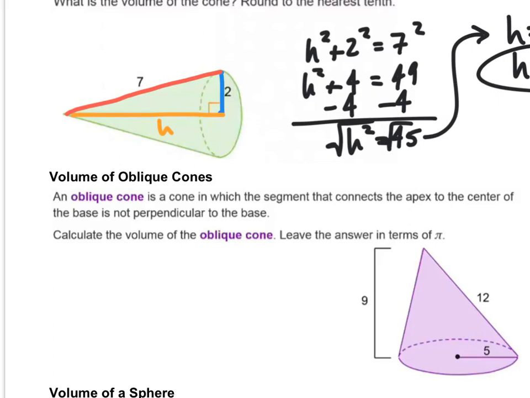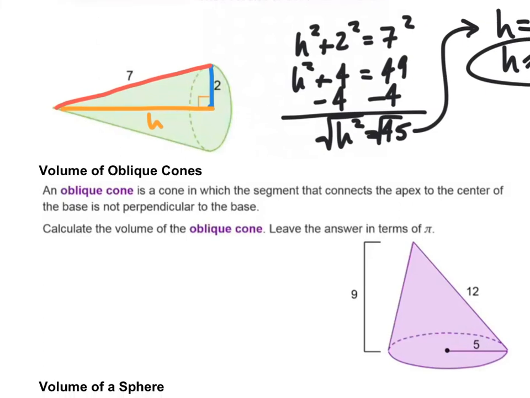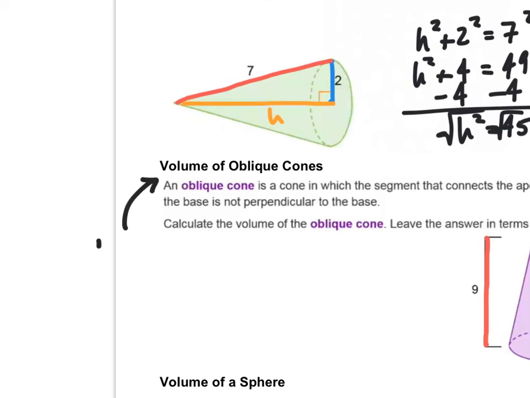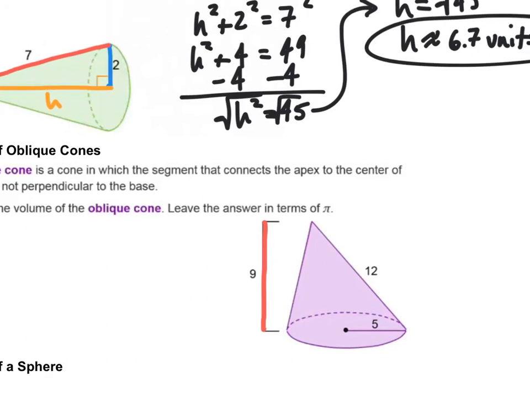Okay, the volume of cones. An oblique cone is a cone in which the segment that connects the apex to the center of the base is not perpendicular to the base. So your height is this distance here, this distance 9. Now the formulas, again, for oblique cones, stay the same. And so I still know my radius. Here is 5, so r equals 5. So over here, I'm going to write r equals 5.